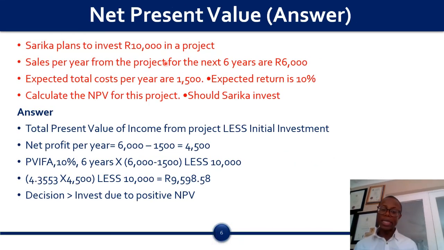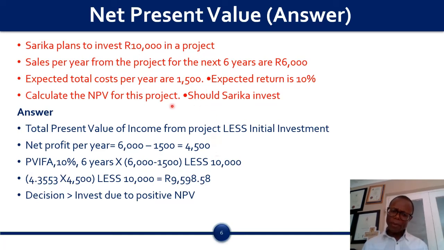Here I used a slightly different approach, but before we go to the slightly different approach, let's look at the facts. We are told that Sarika is required to invest 10,000. She will get 6,000, and the cost are 1,500. The expected return is 10%. So the net cash flow she is getting is 6,000 minus 1,500, which we show here.